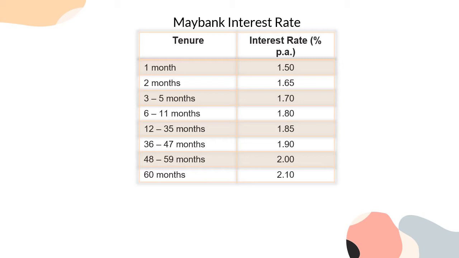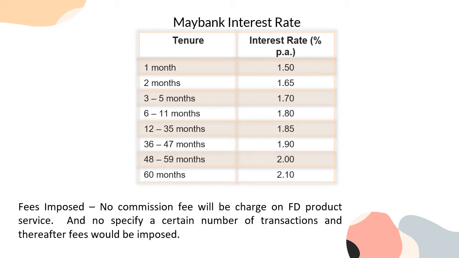Besides, for fixed deposit accounts, Maybank is not offering single-tier or multi-tier interest rates. Moreover, the single-tier and multi-tier interest rates are only available in savings accounts. Also, the minimum period of Maybank fixed deposit is 3 months. There will be no interest paid for a customer who makes a withdrawal within 3 months of the effective date. For fees imposed, there is no commission fee charged on fixed deposit, and there is no specified number of transactions after which a fee would be imposed.